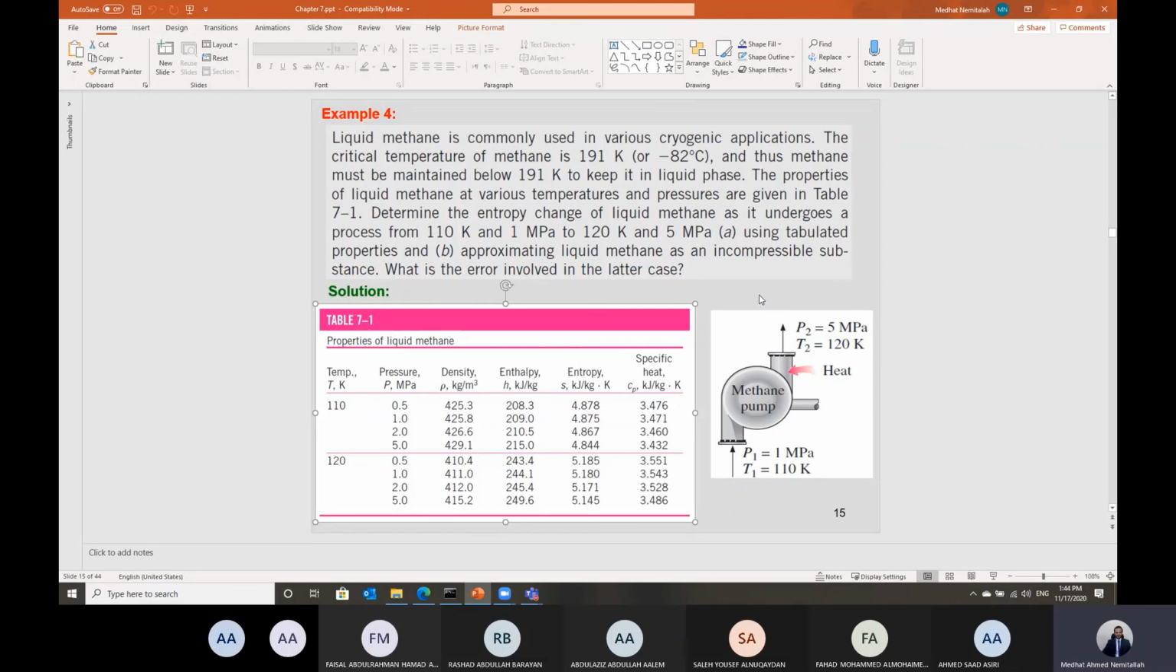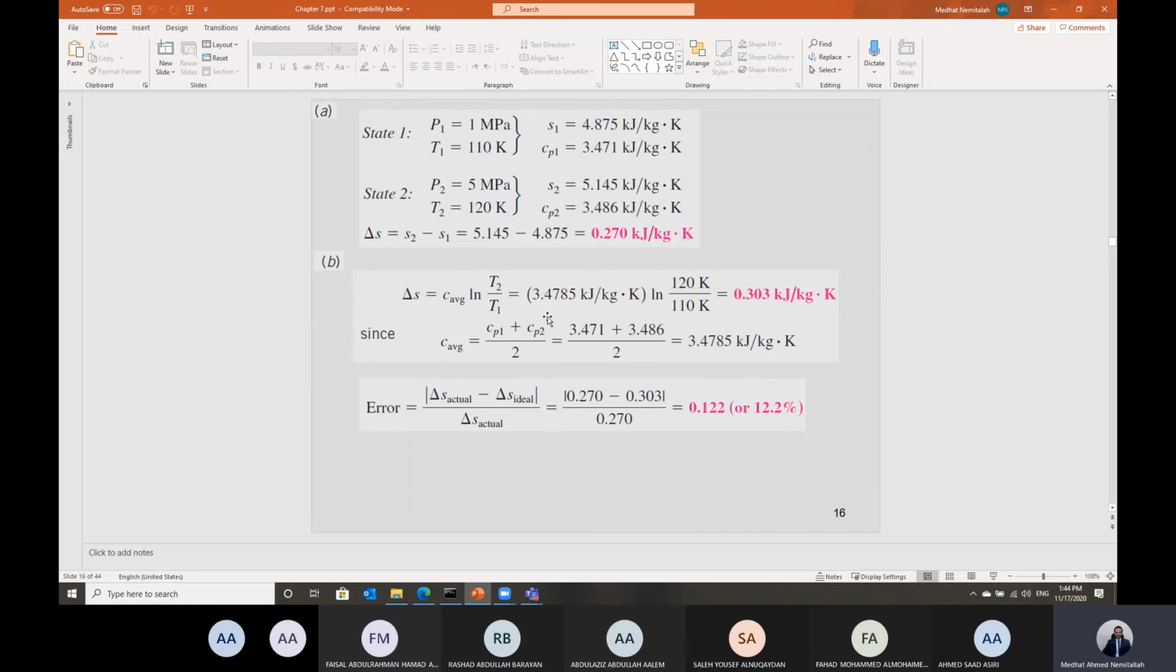So the other option is to calculate the average temperature. We have T1 and T2. T1 is 110, T2 is 120. Calculate the average value, go to table A3 for methane. Then you will get the average specific heat for liquid methane. It should be this value as well. Let's apply the approximation: delta S will equal C average ln T2 over T1. This is C average and this is T2 and T1. Then we can calculate delta S.